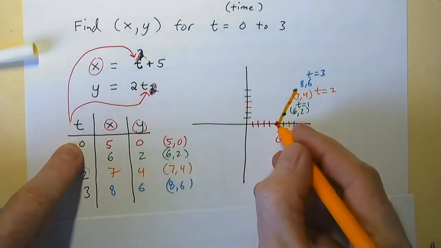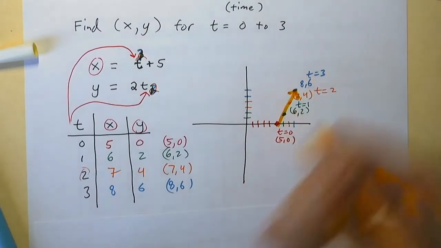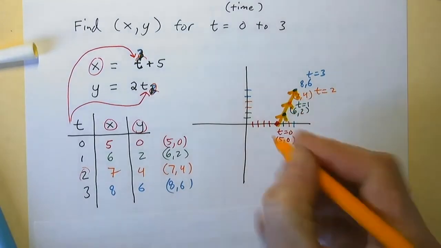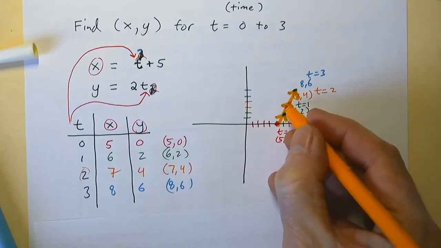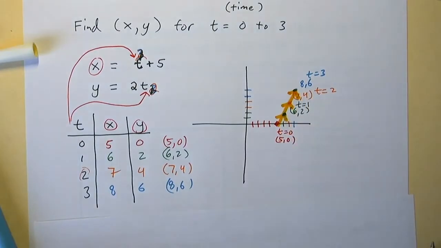We started at 0 seconds and we ended up here. So we put an arrow to say the direction we go. In fact, people like to put an arrow on each dot and say we were here, then we went here, then we went here, then we went here. So this says we started here and we ended up here. And that's it. That's how you graph a parametric equation.